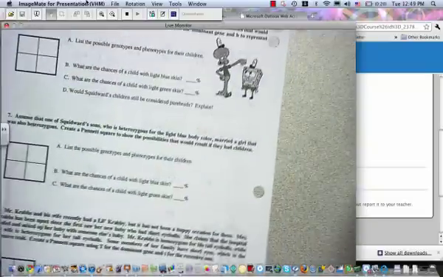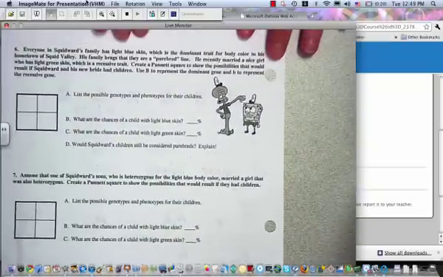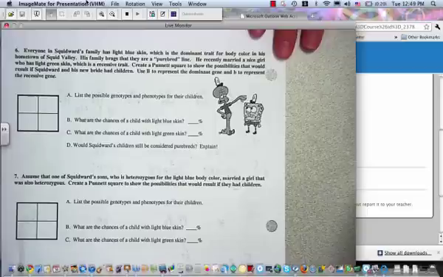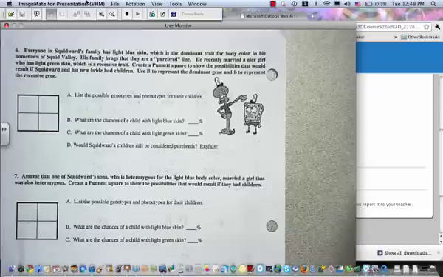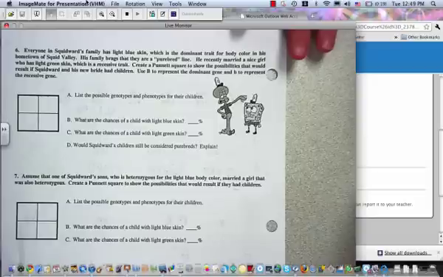On the back. Everyone in Squidward's family has light blue skin, which is dominant for the body color in his hometown of Squid Valley. His family brags that they are a purebred line. He recently married a girl who has light green skin, which is a recessive trait. Create a Punnett square to show the possibilities that would result if Squidward and his new bride had children. Use capital B to represent the dominant gene of blue and lowercase b to represent the recessive gene of green.